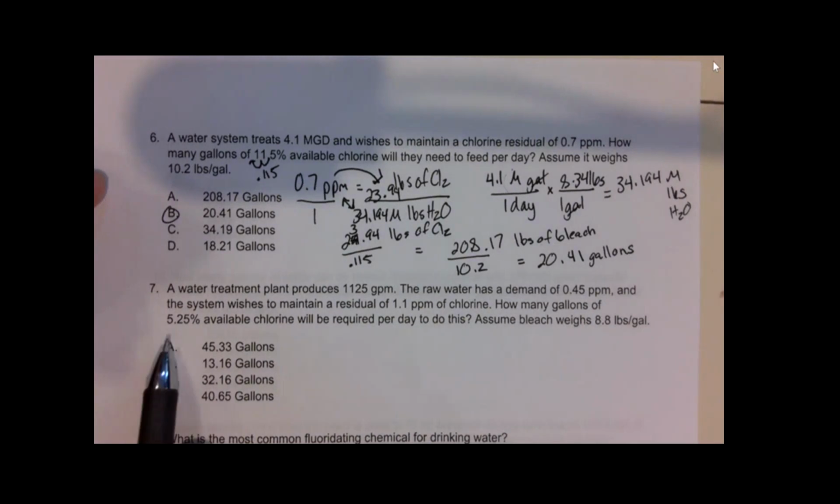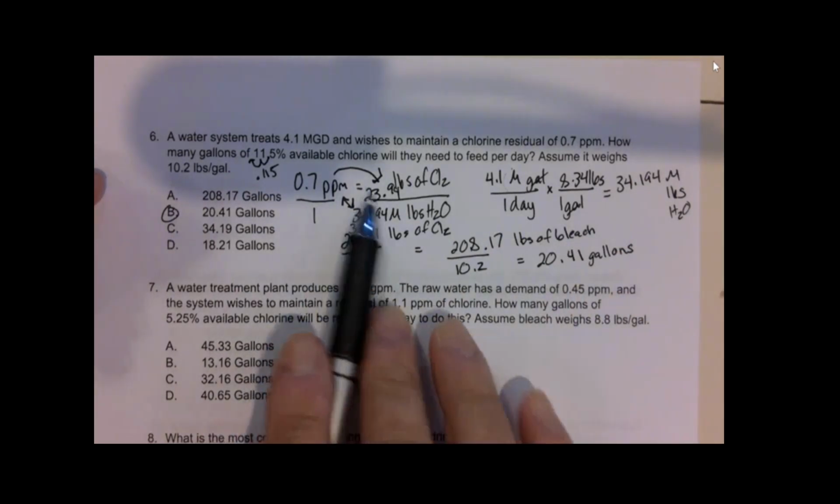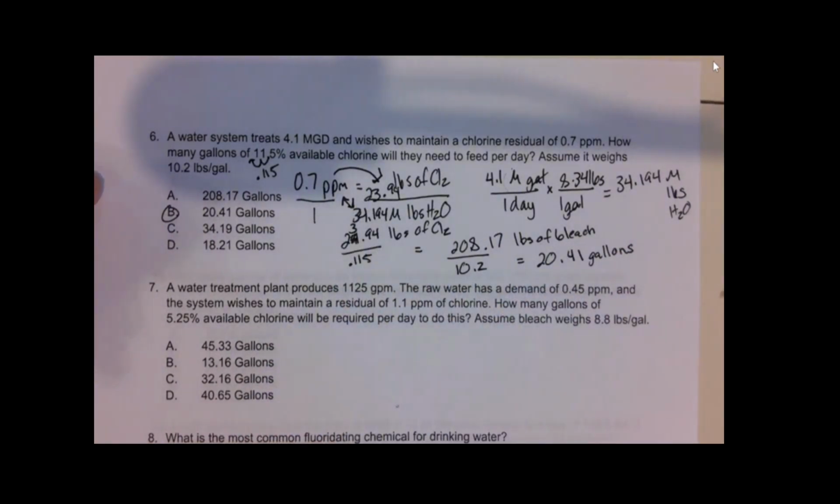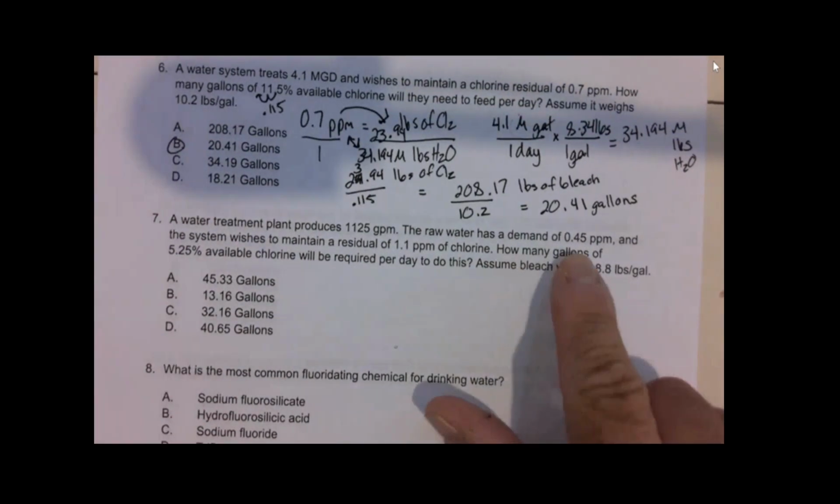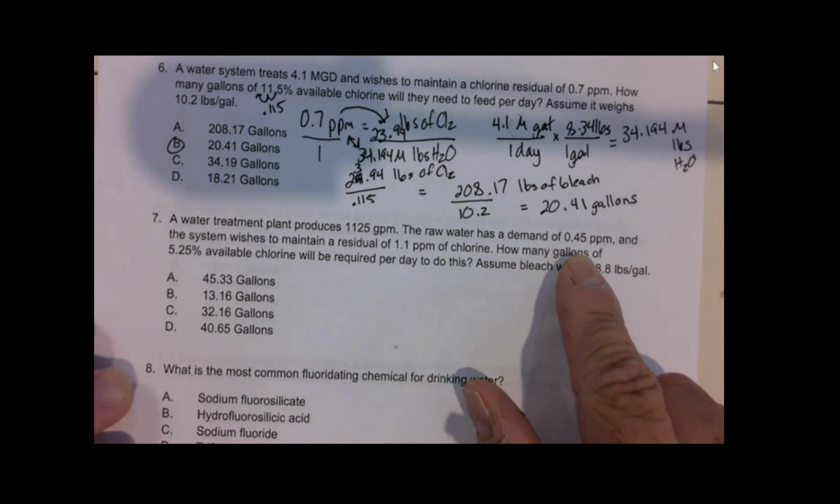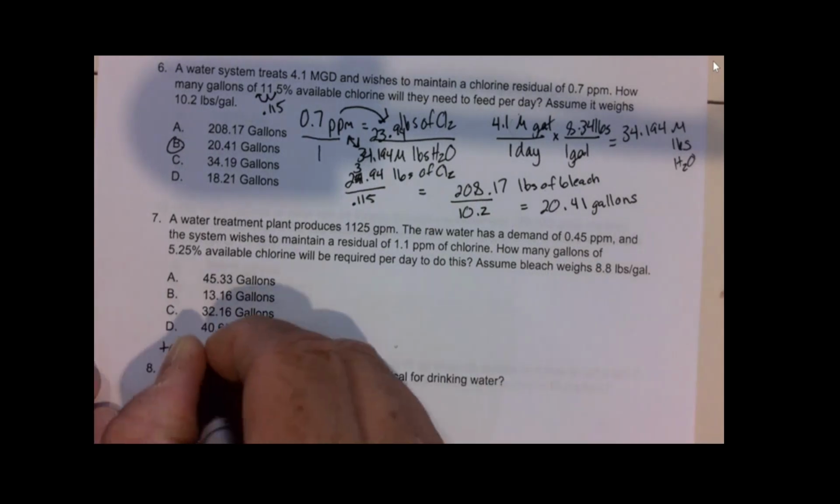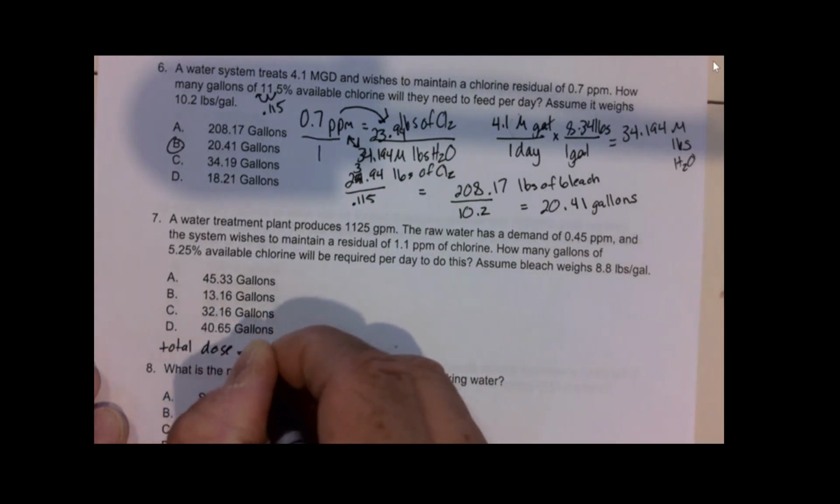How many gallons of 5.25% will be required to do this per day, assuming leaks? So the back half of this question, like right here where we did this, is going to be similar. The percent's different, but the front half is a little bit different too. First off, we need to know what our dose is going to be. Well, total dose equals demand plus residual.